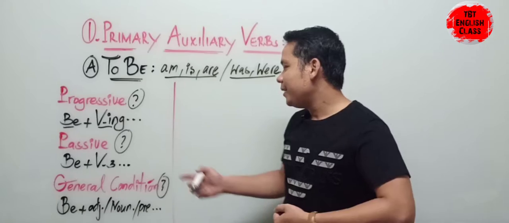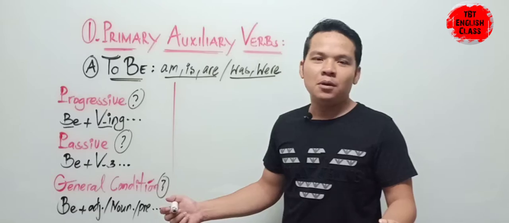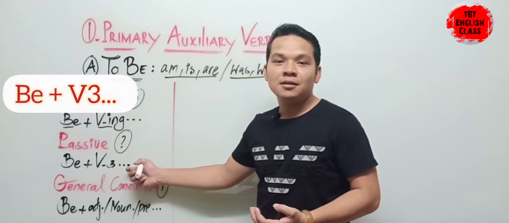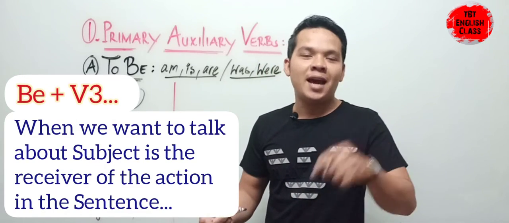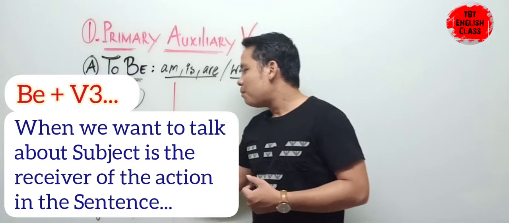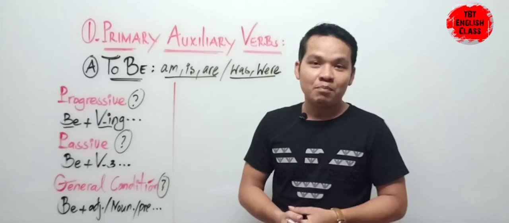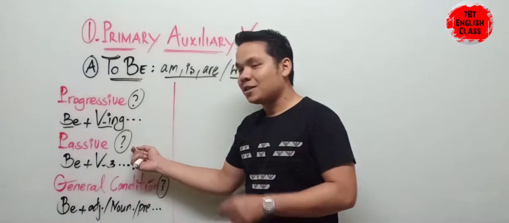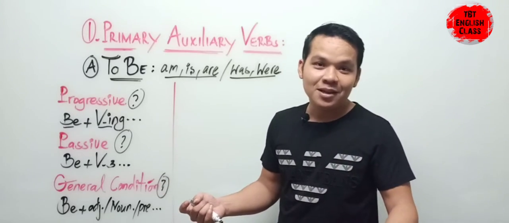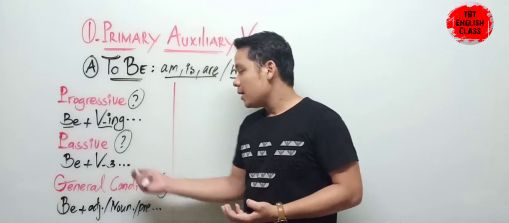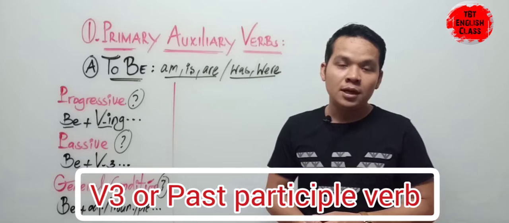Okay, and then you're going to see passive form. When do we use passive form, or passive voice, with be plus verb 3? When you want to talk about a situation where the subject is the receiver of the action in the sentence. So passive voice, we use to talk about the subject that can't do the action by themselves. When you want to express the idea that we focus on the object only, we can use this form. And verb 3 here, I mean the past participle, the third form of the verb.